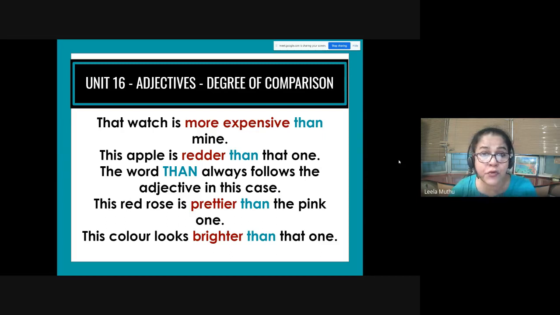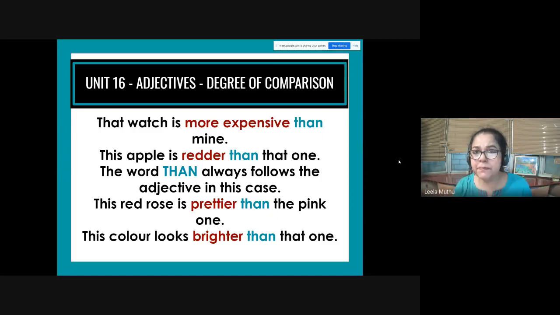So this red rose is prettier. We're talking about how pretty it is, the quality of prettiness. Pretty is prettier than the pink one. Okay, so you know by the word what quality, the degree of the quality is being compared, the quality of how pretty the flower is. So this red rose is prettier than that one. This color looks brighter than that one. Okay, so you see two colors in front of you and you say, yes, this color is definitely brighter than that one. So in the comparative degree, two of the nouns are being compared.